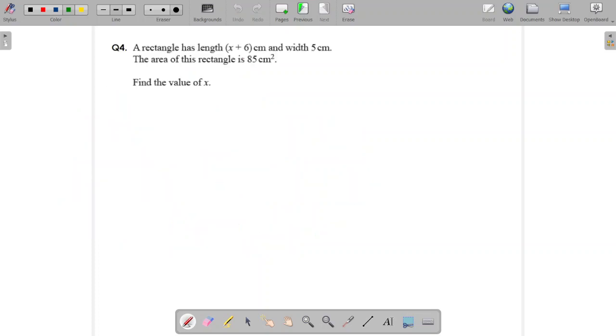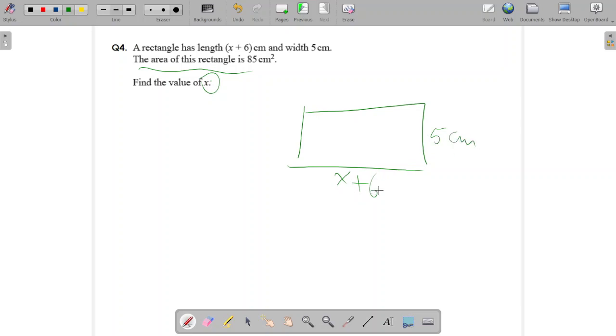The last question now is asking you to find x in the expression that you see in front of you. It says that you have a rectangle, and this rectangle has a length. The length is equal to x plus 6, and the width is equal to 5 centimeters. So it means that all of x plus 6 is also in centimeters. And it says that the area is equal to 85 centimeters squared, and he wants to find x.